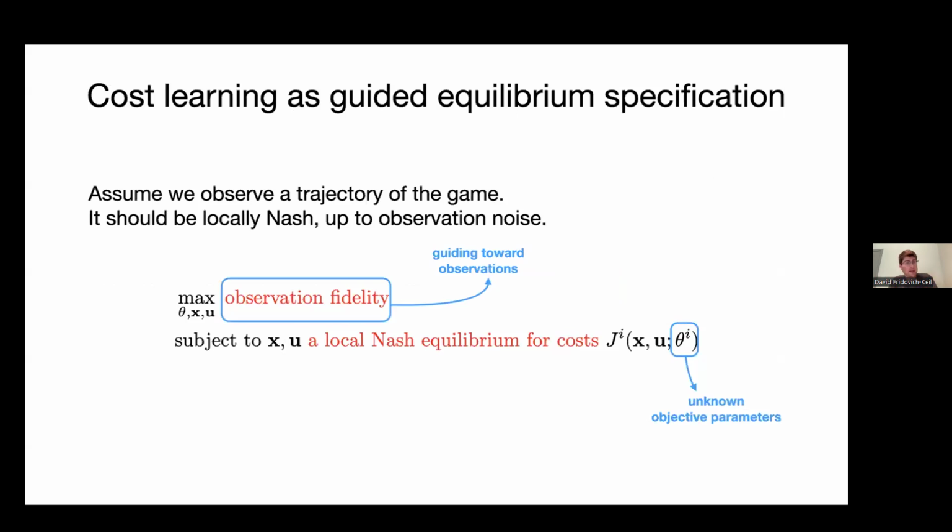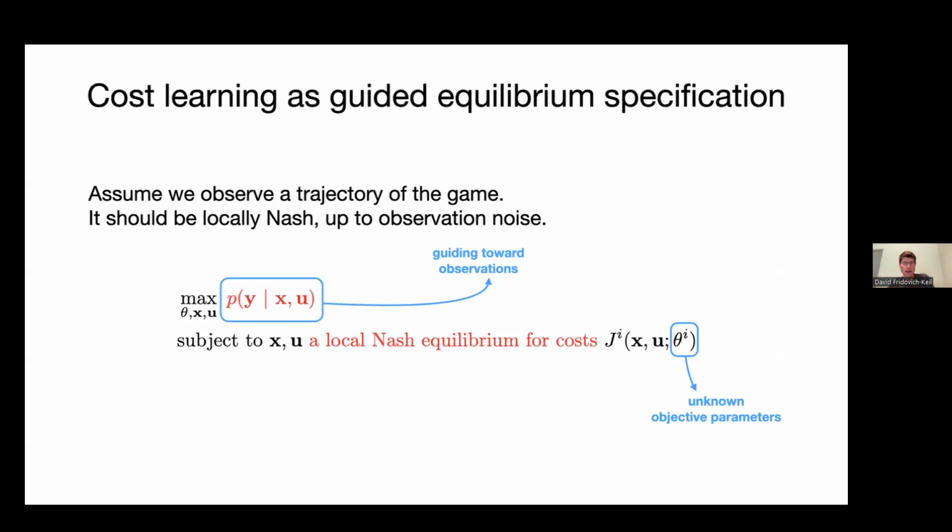Well, you can write this down as an estimation problem. Let's assume we saw some noisy trajectory of the game. The players are playing a game, so these should be locally Nash. They should satisfy these equilibrium conditions we've been writing down, with some noise. How do we encode those? Well, we can just write down these equilibrium conditions as constraints on a maximum likelihood problem.